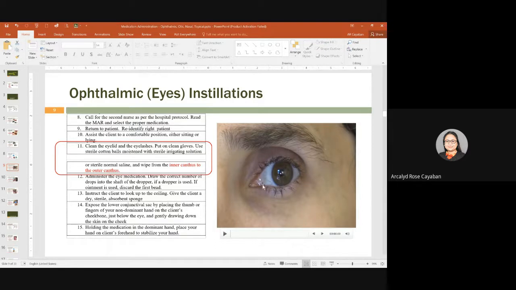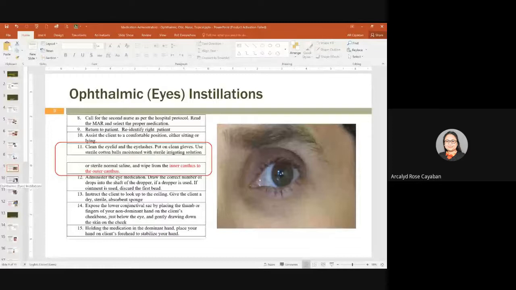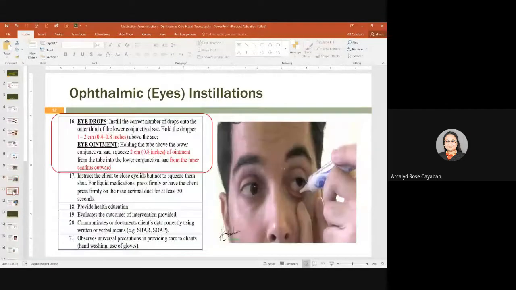So imagine you divide the lower eyelids or the lower conjunctival sac into 3 parts. So 1, 2, 3. So where are you going to drop the eye drops? You have to drop it on the lower third portion, lower outer portion. Okay? Please take note on your clinical manual.